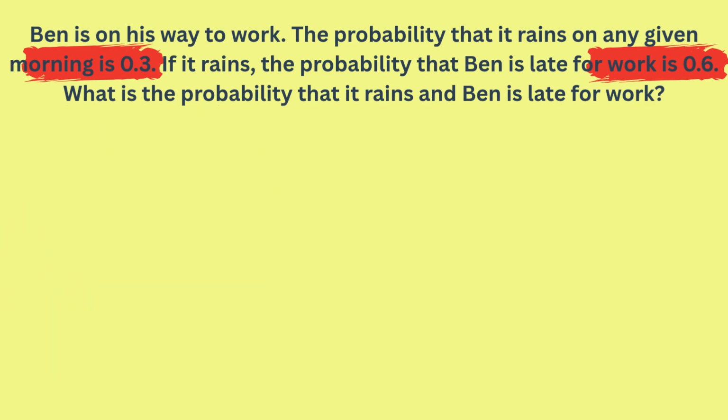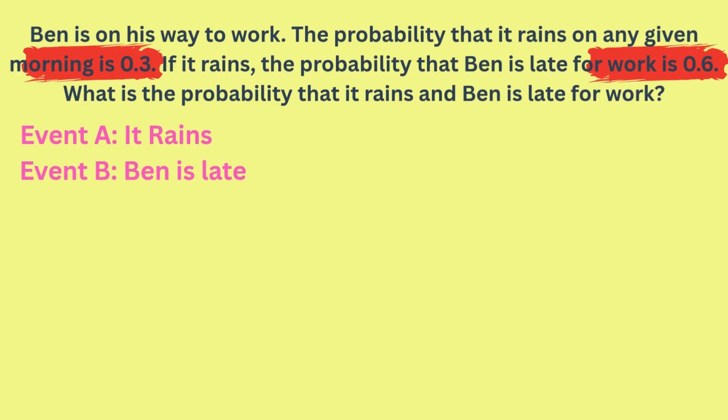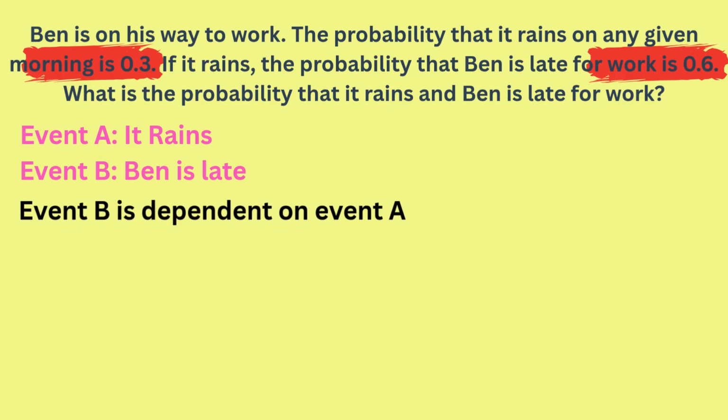We can let event A be it rains, and event B, Ben is late. Based on the context, it's clear that Ben being late for work is influenced by the rain. Hence, event B is dependent on event A. We are asked to find the probability that the two events both happen.